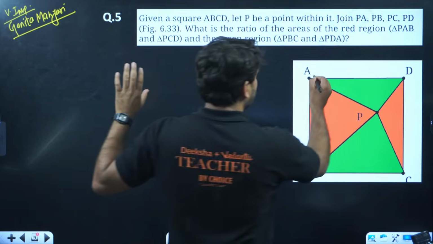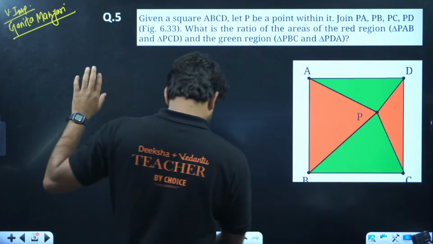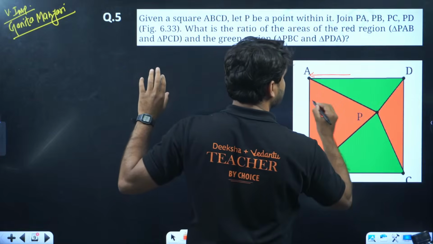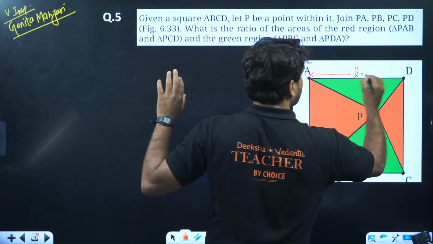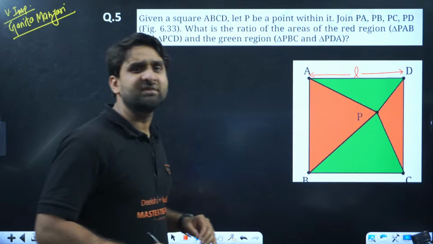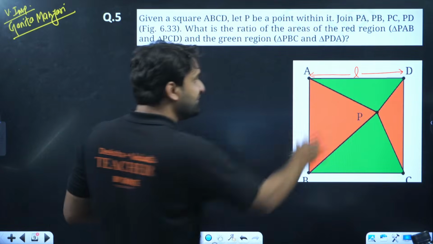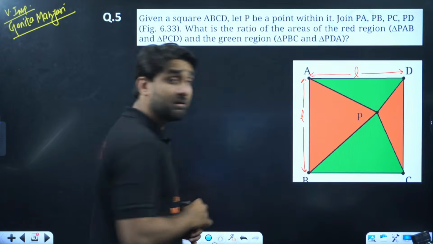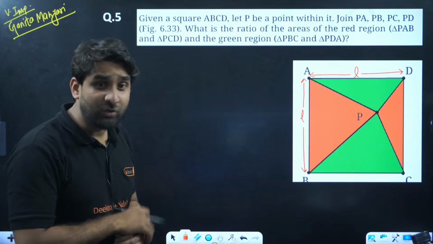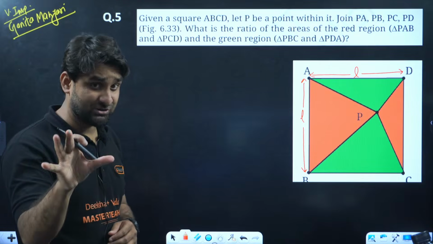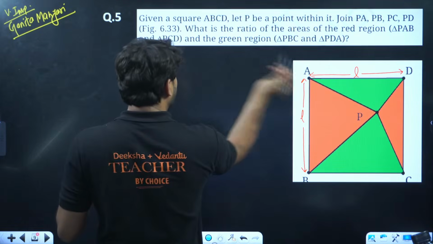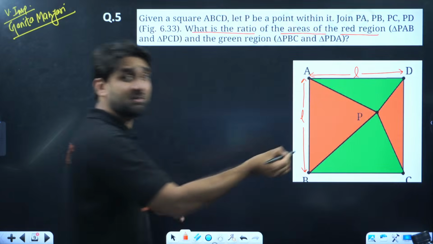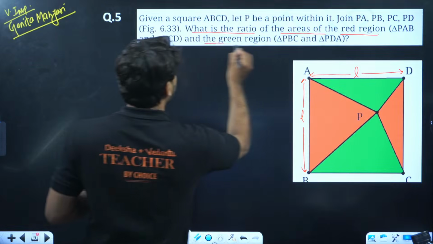So let's assume the length of the square is L. So if this is L, this will also be L. Why? Because ABCD is a square. First understand the question, guys. In this question, you have to calculate the ratio of the area of the red region to the green region.